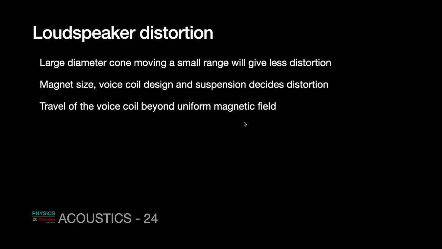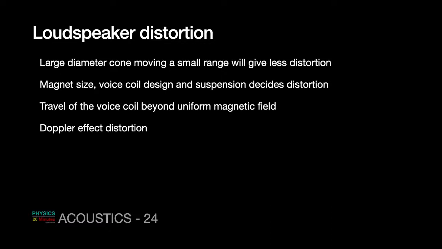In that case, when the voice coil vibrates, if it goes into the non-linear part of the magnetic field, only a small part of the magnetic field is linear. Most of the magnetic field is non-linear. So if the voice coil goes beyond the uniform magnetic field, then non-linearity would be introduced, extra harmonics will occur, and the quality of sound coming out of the speaker will get distorted.